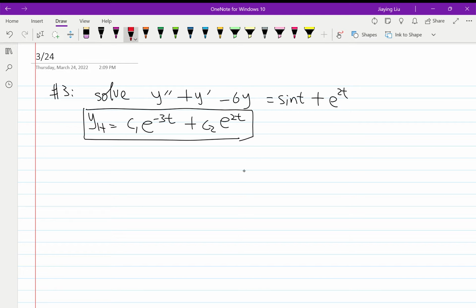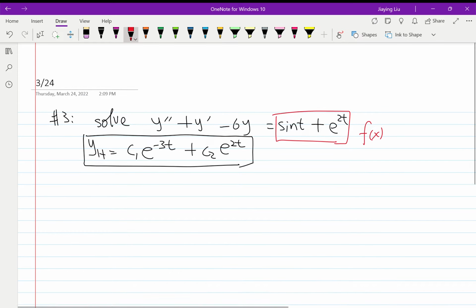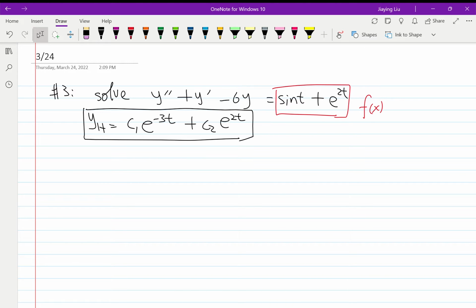The right-hand side, the f of x, is a sum of two functions, the sine function and the exponential function, right? So let's just treat them separately. Let's say we don't have the e to the 2t. If we just have sine t there, then the particular solution we can guess to be maybe a cosine t plus b sine t, right? That's if you just have a sine, that's what we're going to guess. Or if we have a cosine function, we're going to guess the particular solution to be like that.